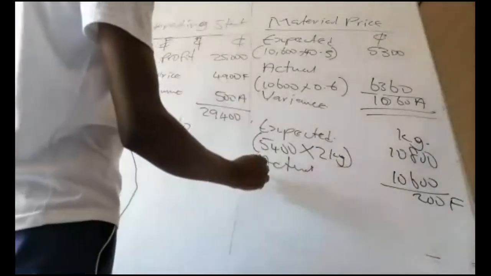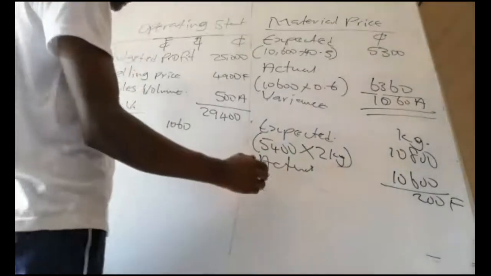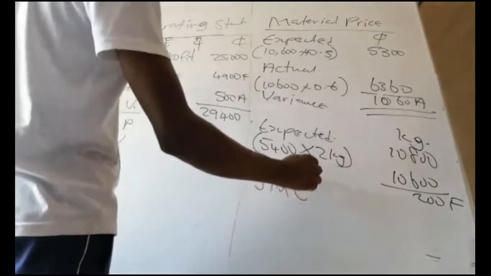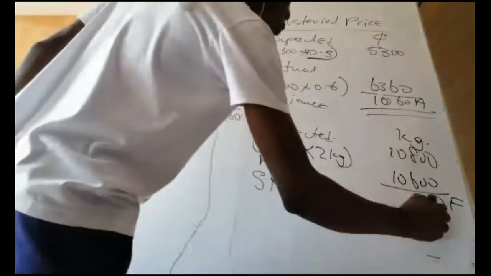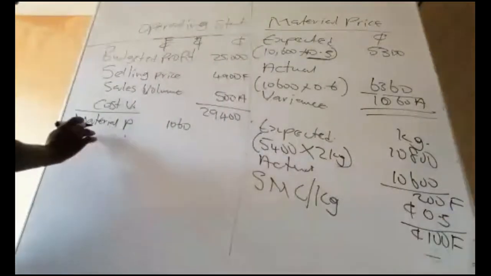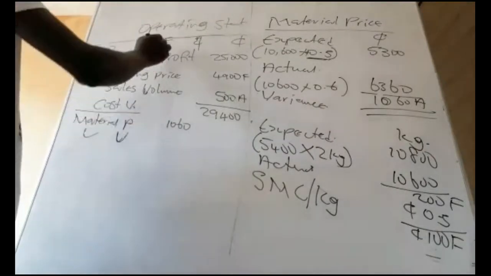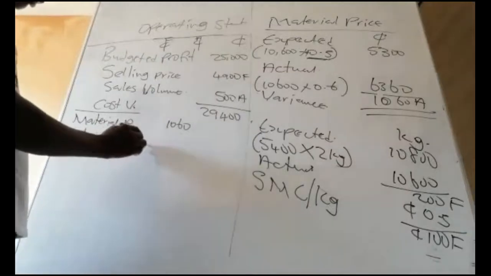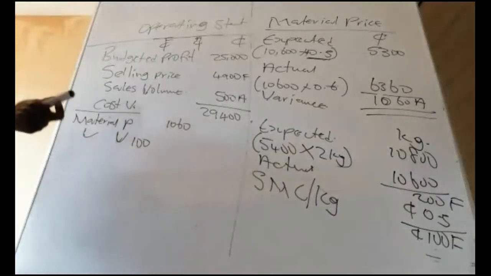So you multiply this by the standard material cost per kg. Good. And that one was 0.5. So 0.5 of this, putting it together, we get a value of 100 Ghana cedis favorable. So material usage variance, the usage will be here, 100. Perfect. Now let's do labor and then fixed production.